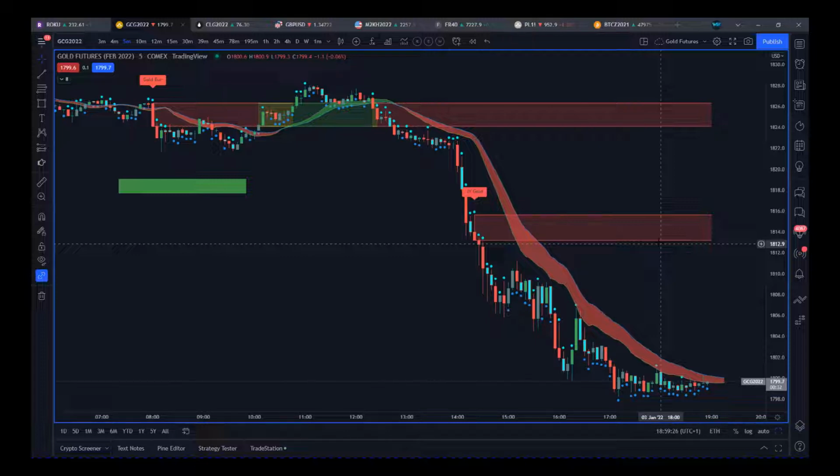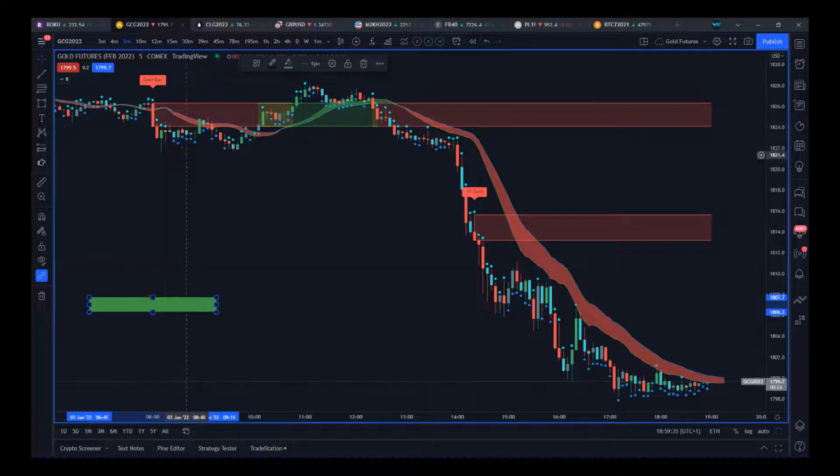So one of the things that we do is print the range continually. I'm going to just move this rectangle out of the way a second. So this is the gold European pit open, that's at 8 a.m. European time. It's printed in red and the range is in red, so we're looking for a short trade.